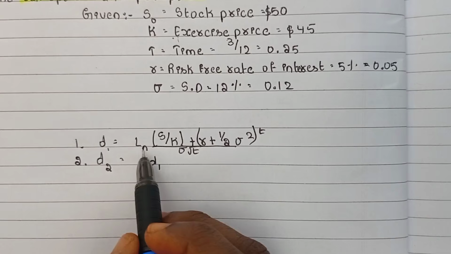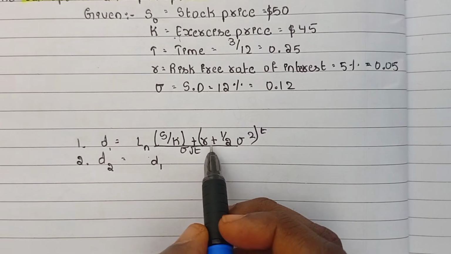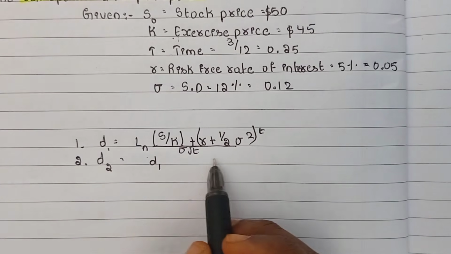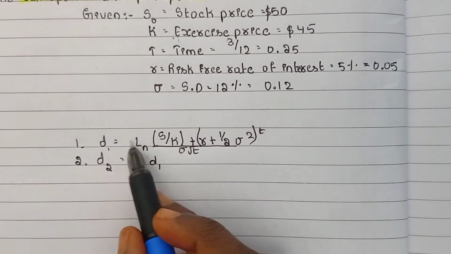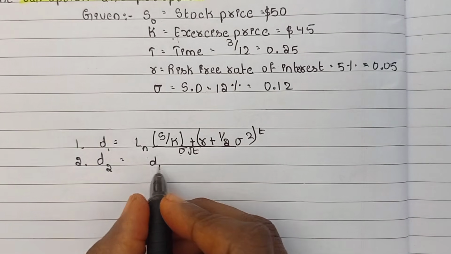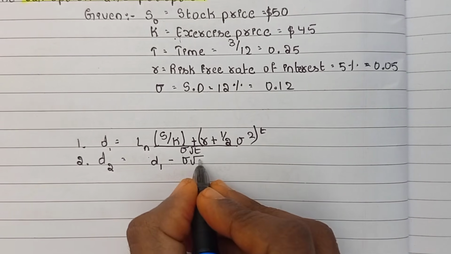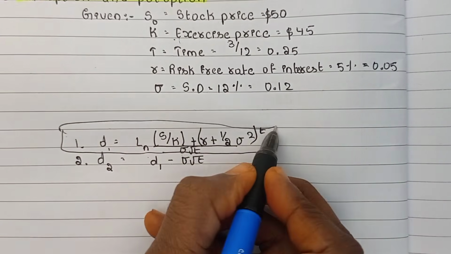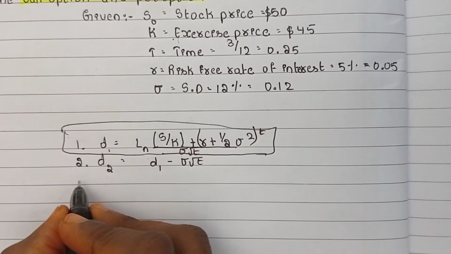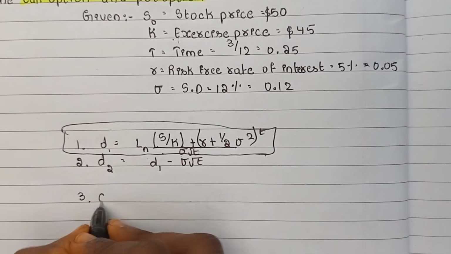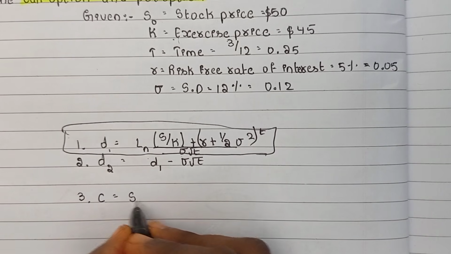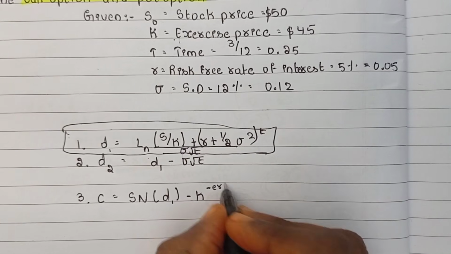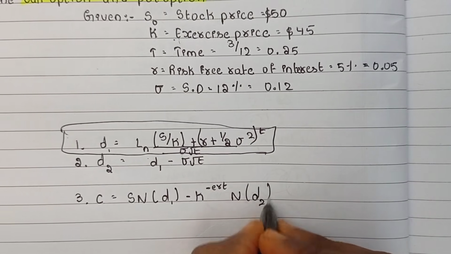For that, the formula is d1 = [ln(S/K) + (r + 1/2 σ²) t] divided by σ√t. So this is the d1 formula, wherein the d2 formula is d1 minus σ√t. So this is the d1 formula and this is the d2 formula. Next, the third thing which we have to identify is the call option. So the call option is equal to S N(d1) minus K e^(-rt) N(d2).